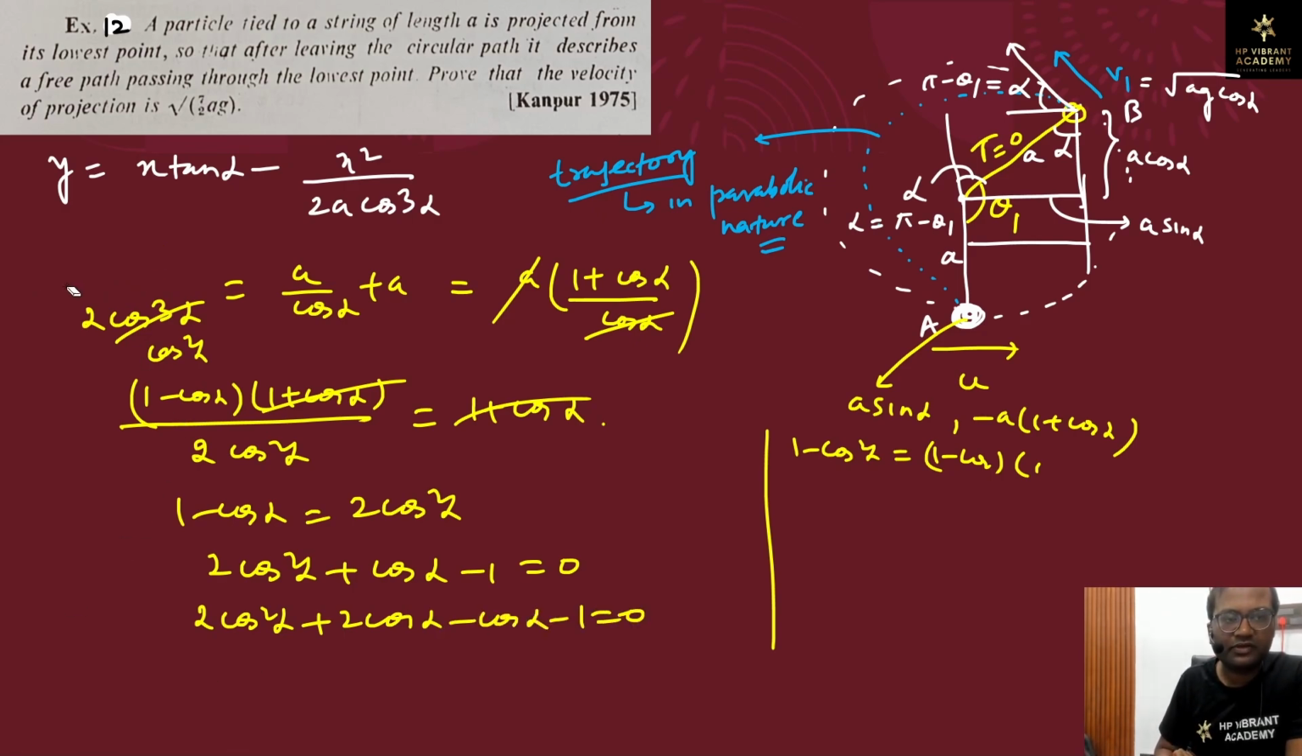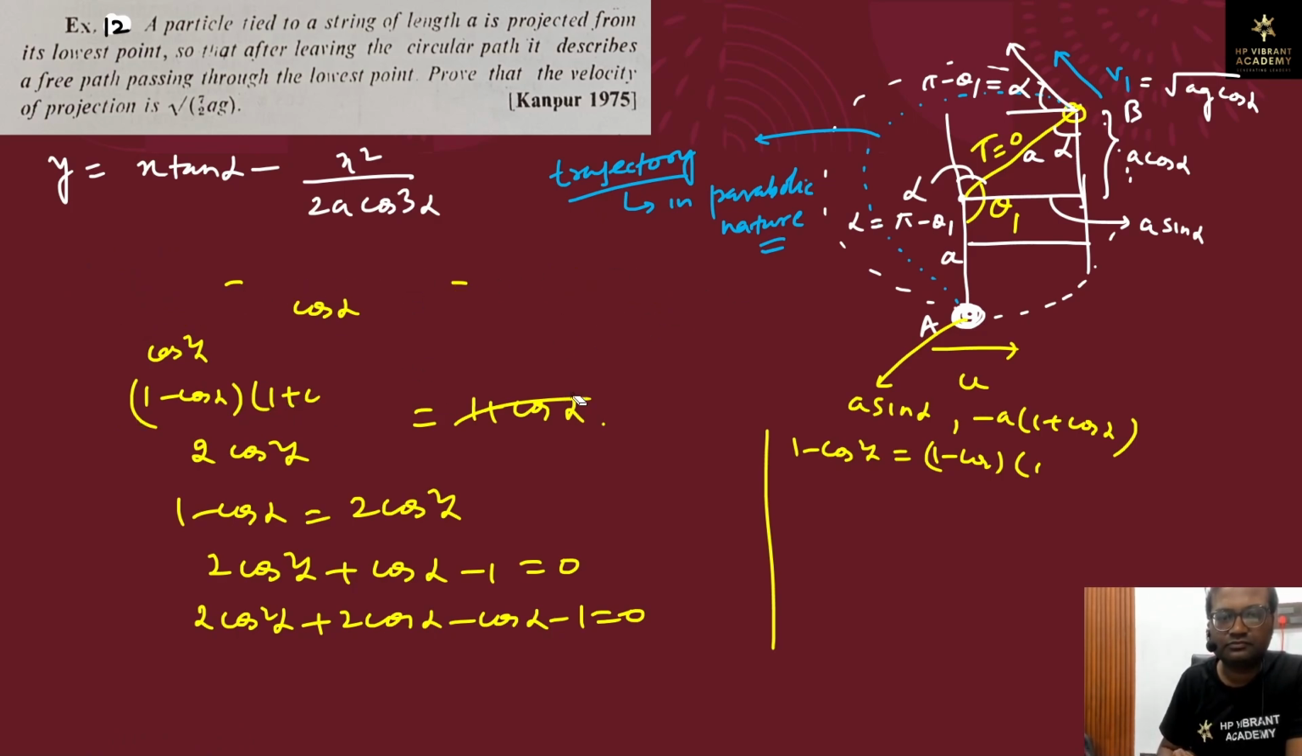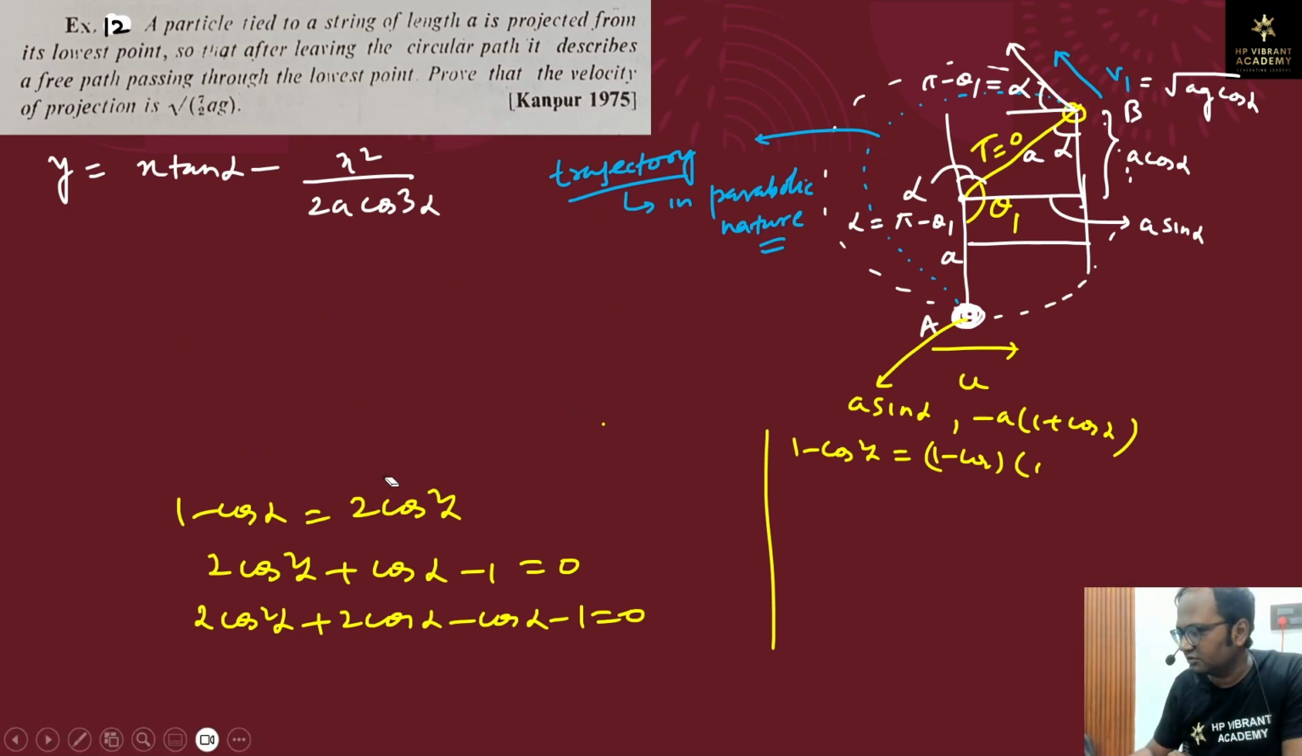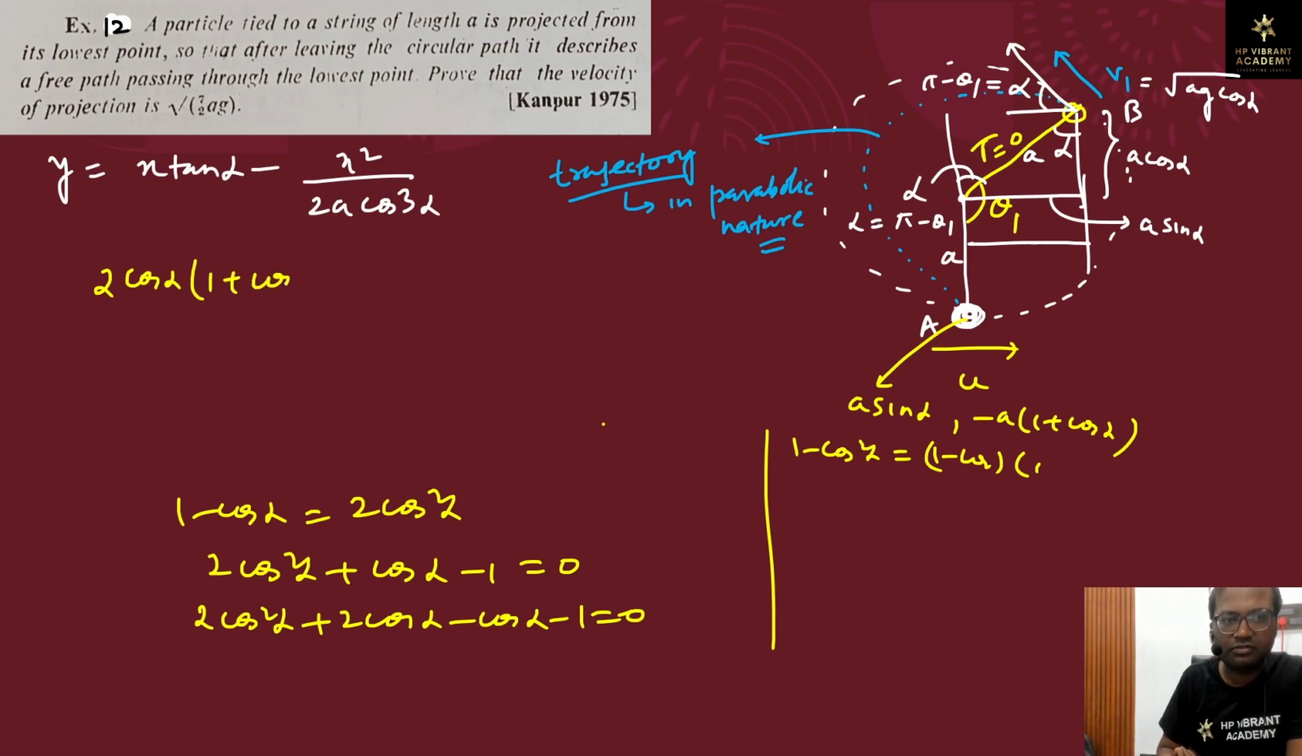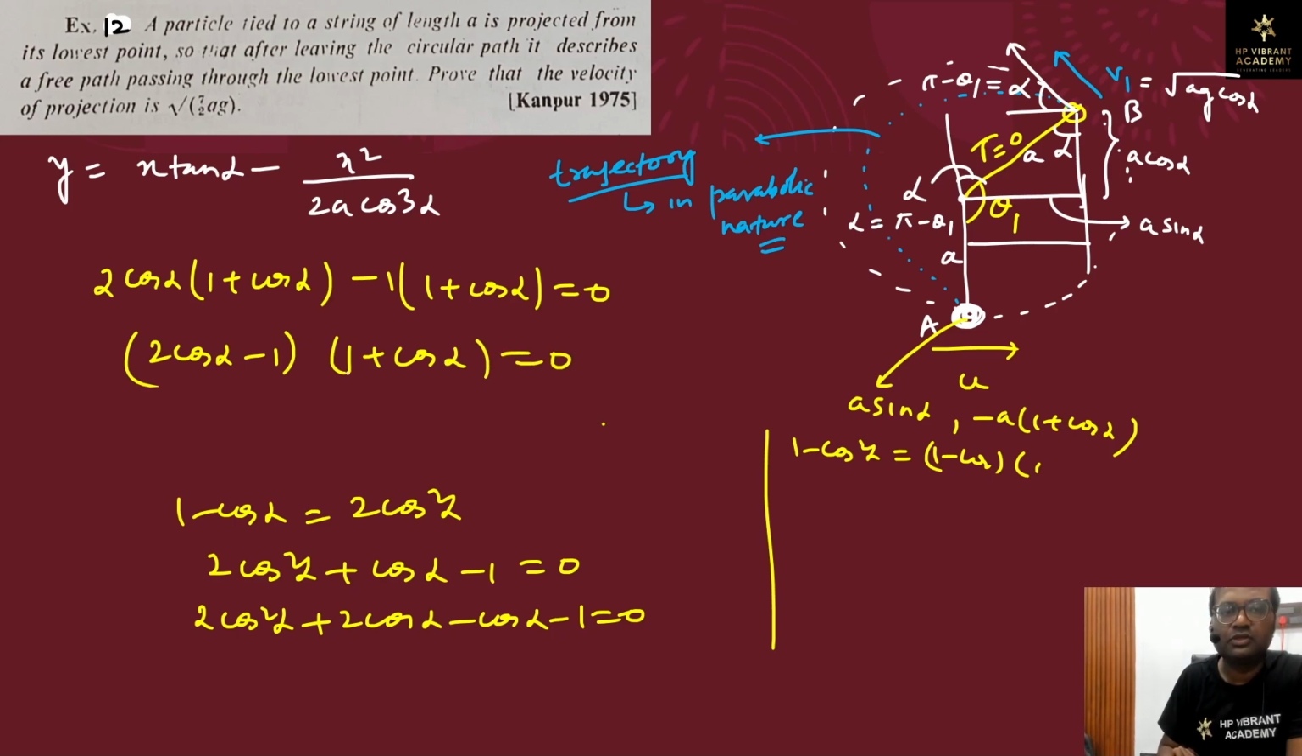This can be further simplified as 2 cos alpha (1 plus cos alpha) minus (1 plus cos alpha) is equal to 0. (2 cos alpha minus 1) into (1 plus cos alpha) is equal to 0. So this will not be equal to 0. So we have 2 cos alpha minus 1 is equal to 0. This means cos alpha is equal to 1 by 2.